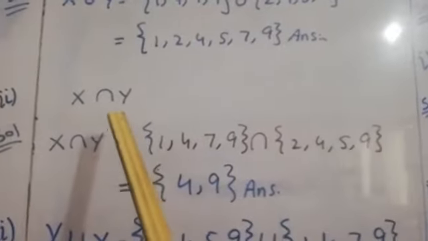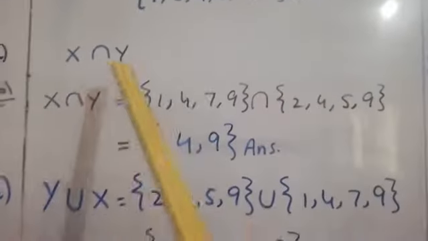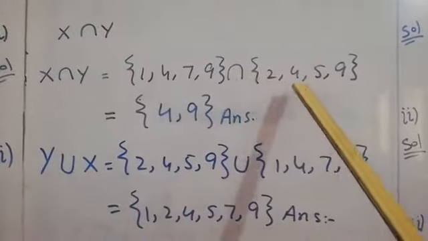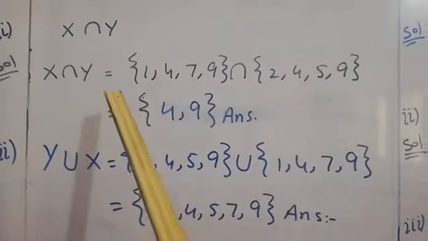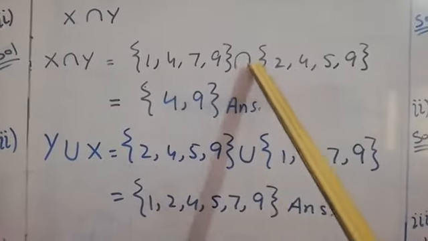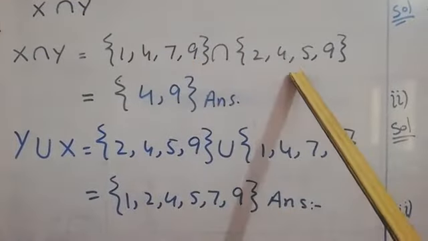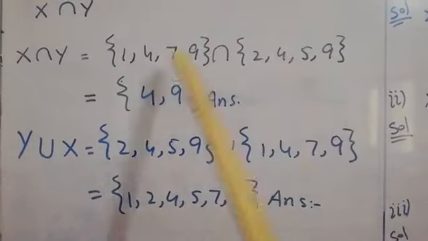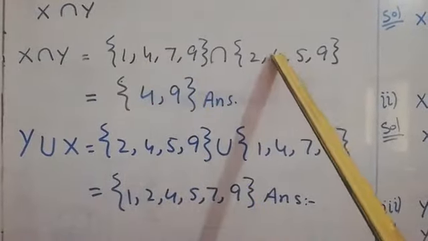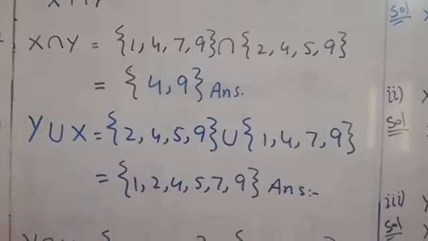And there is another operation in part number 2, x intersection y. This is the symbol of intersection. Intersection means common elements. It means we will find the common elements between two sets. For x intersection y, first of all we will write the elements of set x, then put the intersection sign and then set y. Then we will find the common elements between these two sets. There are 2 common elements: 4, because it is present in both sets, and 9. So 4 and 9 are the common elements. This is the answer of x intersection y.